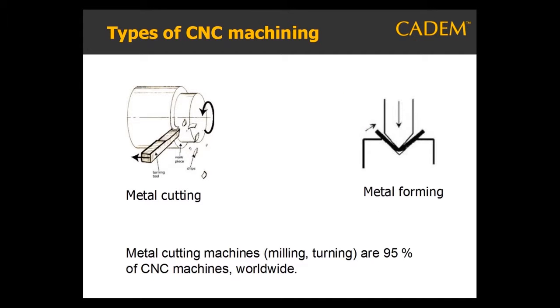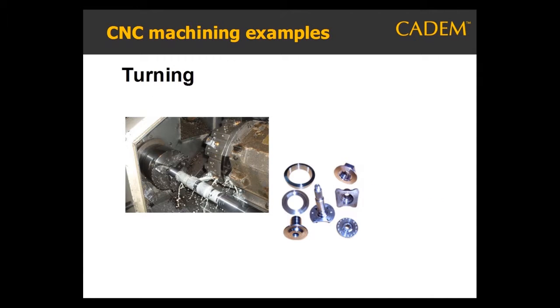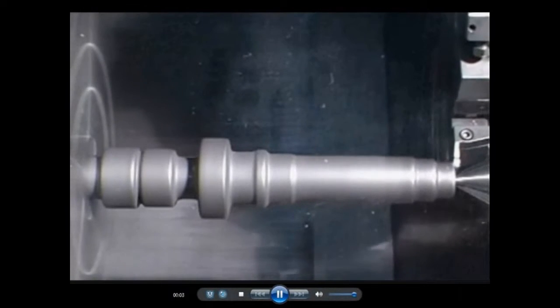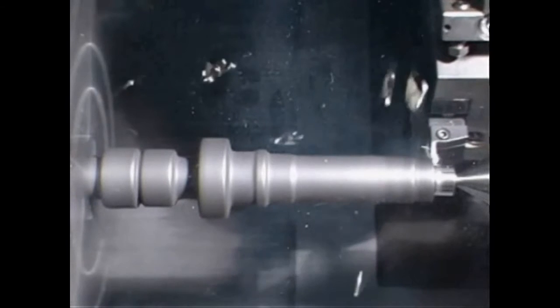CNC machines in metalworking are used in two broad areas: metal cutting and metal forming. This is an example of CNC turning.